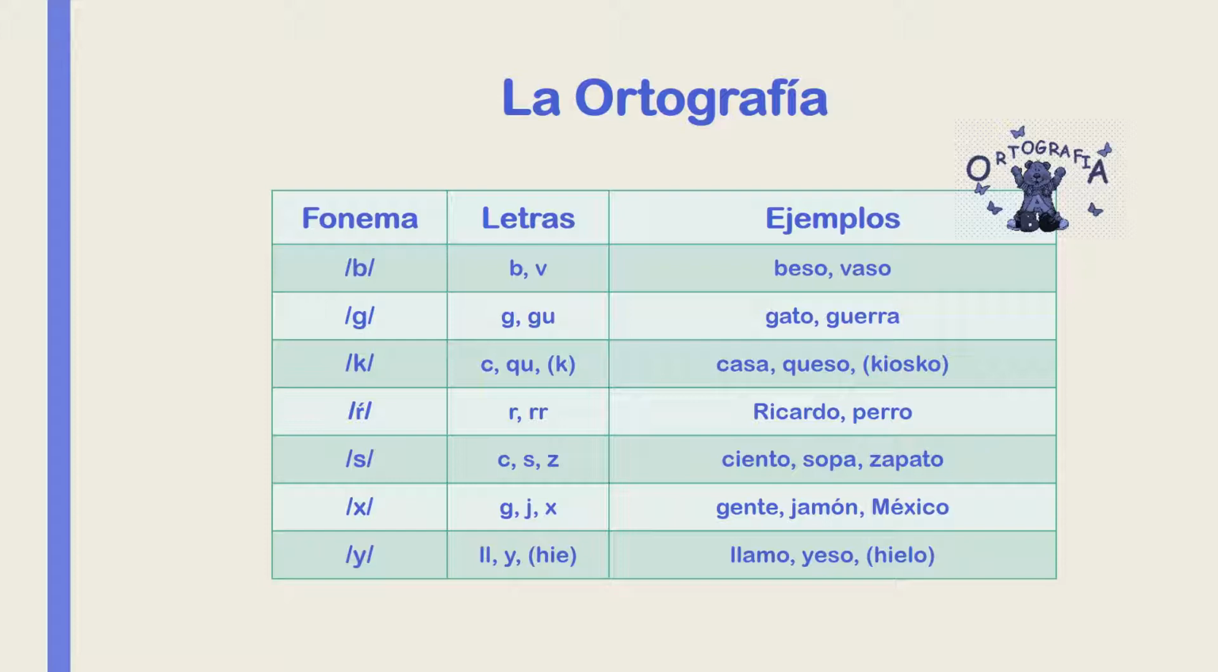Then with the H sound, you have three possibilities: a G, a J, or an X. G, gente; J, jamón; X, México. And finally, the sound Y could be gotten with the letters double L, or a Y, or the combination H-I-E, like in hielo. So double L, llamo; Y, yeso; H-I-E, hielo. So those are some spelling difficulties to keep in mind, but so much easier in English.